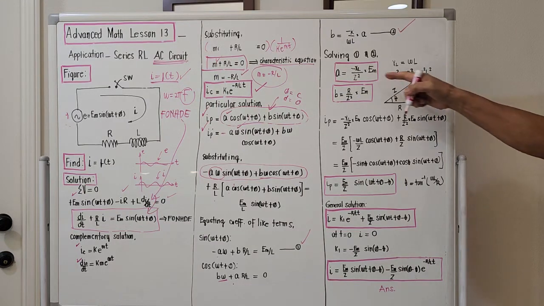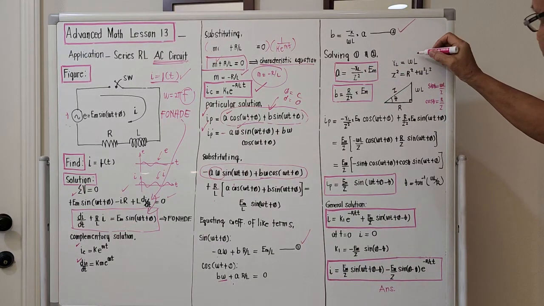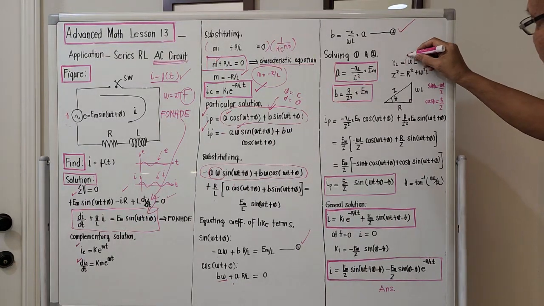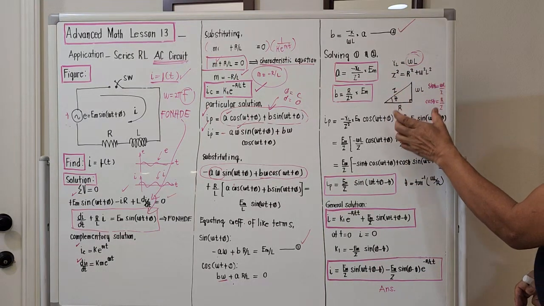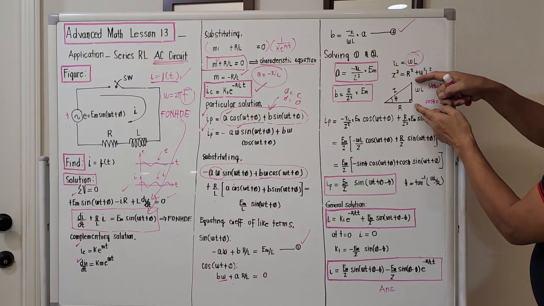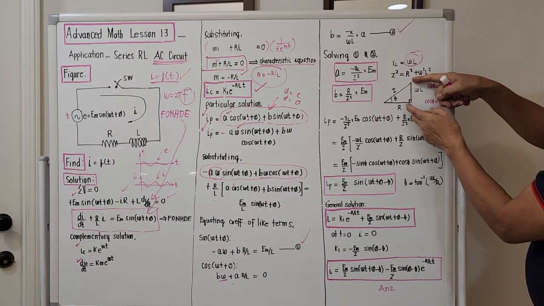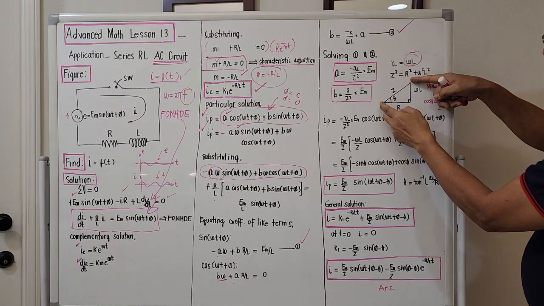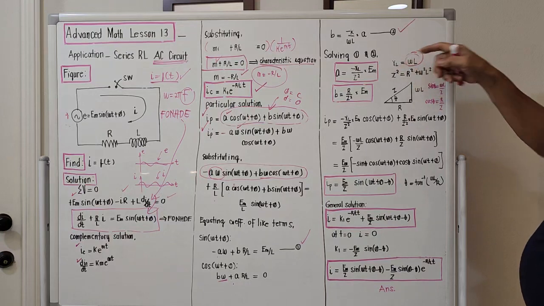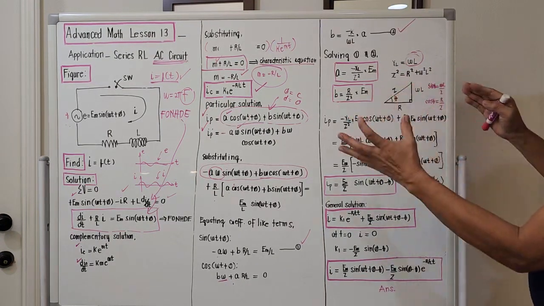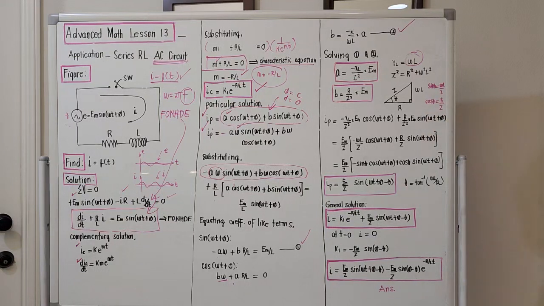I introduced X sub L over here. X sub L is actually omega L, the ohmic value of the inductor. It should be omega times L. And Z is actually the impedance. The real part is R, the imaginary part is omega L, which is X sub L, and the hypotenuse is the total impedance of the circuit. So the relations of X sub L, R, and Z are here. You just try to visualize the right triangle.